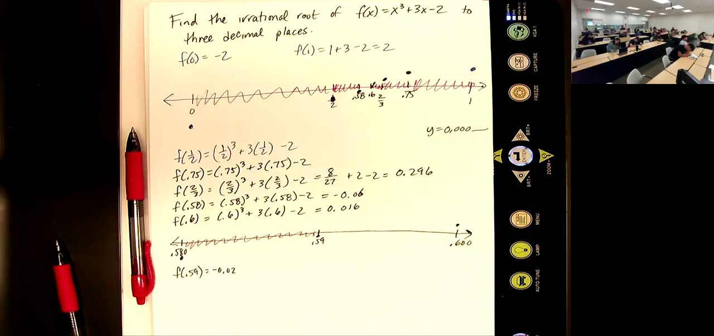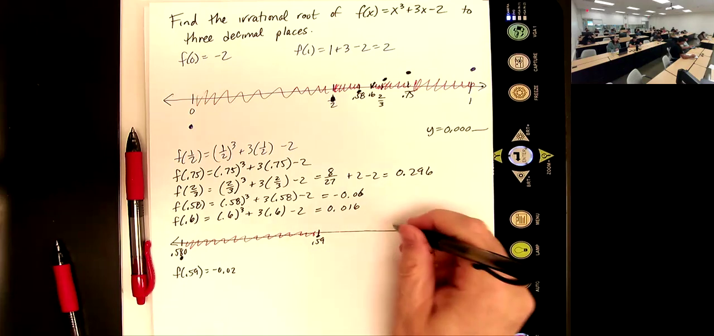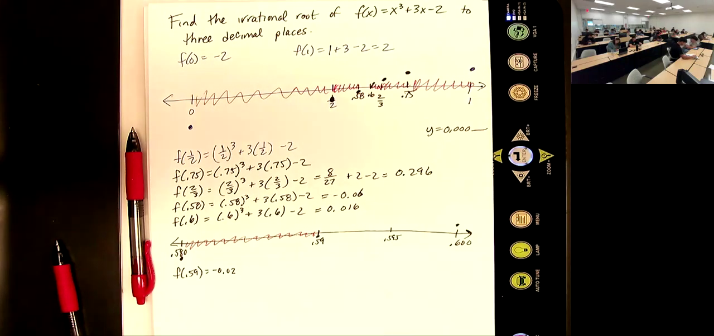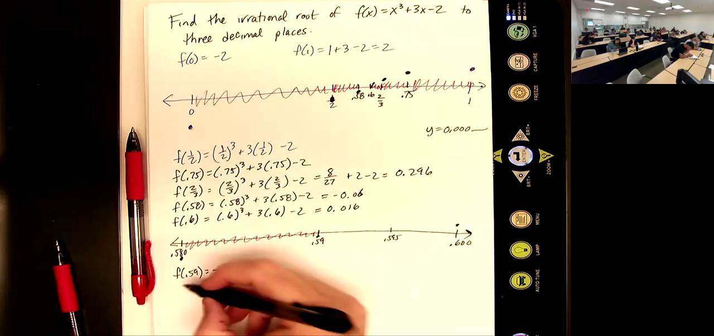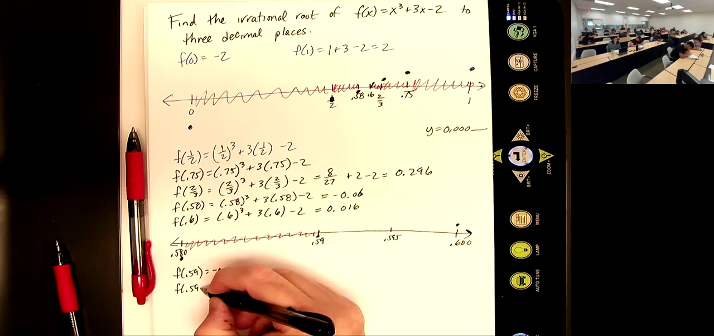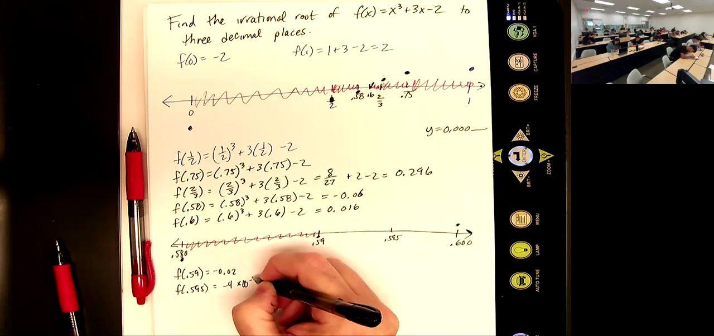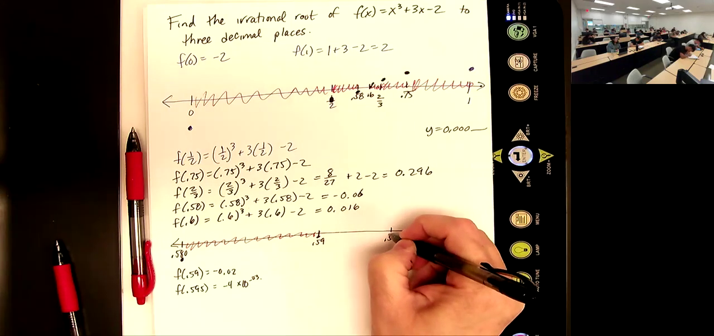We've got two decimal places right now. We know it's gotta start with 0.59. We only need one more decimal place. I don't know, let's try 0.595. If I do f of 0.595, it's a negative number, -4 times 10 to the negative 3. So we're still below, so we eliminated that one.